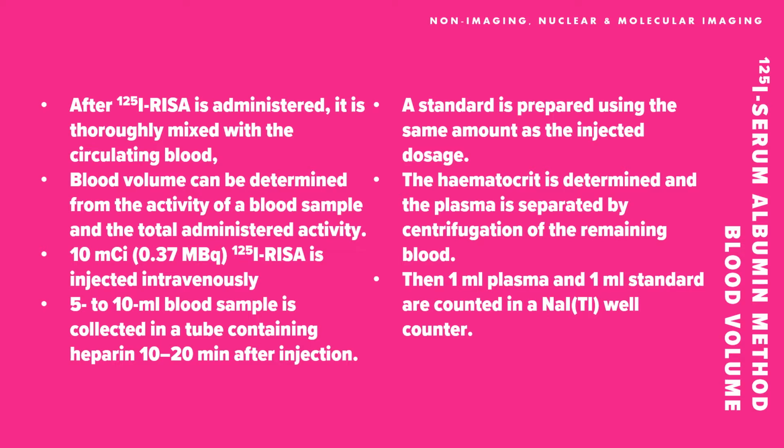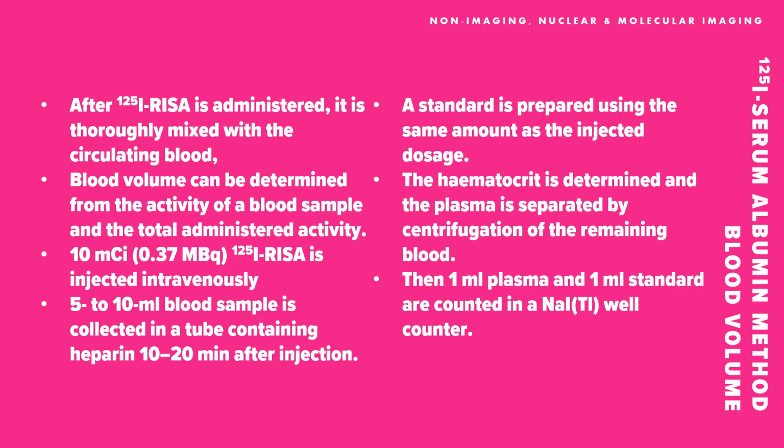In detail, how exactly do you conduct this? You need a certain amount of radioactivity in the iodine-125 RISA. Usually we have about 10 microcurie, or 0.37 megabecquerel, of iodine-125 RISA, and then you administer it to the patient intravenously, by IV administration.